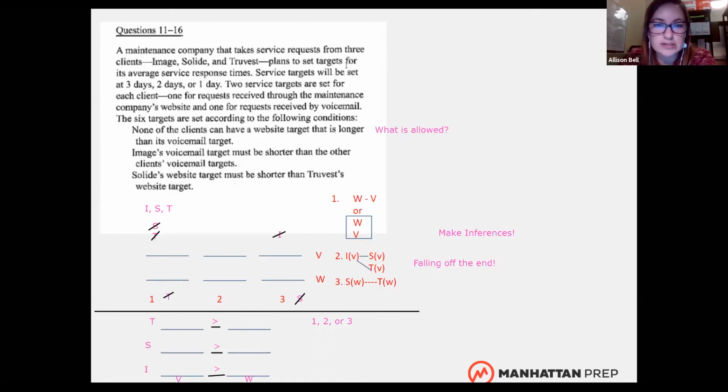So I know that I's voicemail has to be shorter than S's voicemail or T's voicemail. So I'll go over to the voicemail column and think about what that means in terms of extremes, the same way I did in the top diagram, where I made some falling-off-the-end inferences. If I's voicemail has to be shorter, then it can't be the longest possible one. It can't be 3 days. So I'm going to put the option of 1 or 2. That also means that S and T can't have a voicemail target of 1, because then they'd be the shortest and it wouldn't be possible for I to be shorter. So they're going to be 2 or 3.